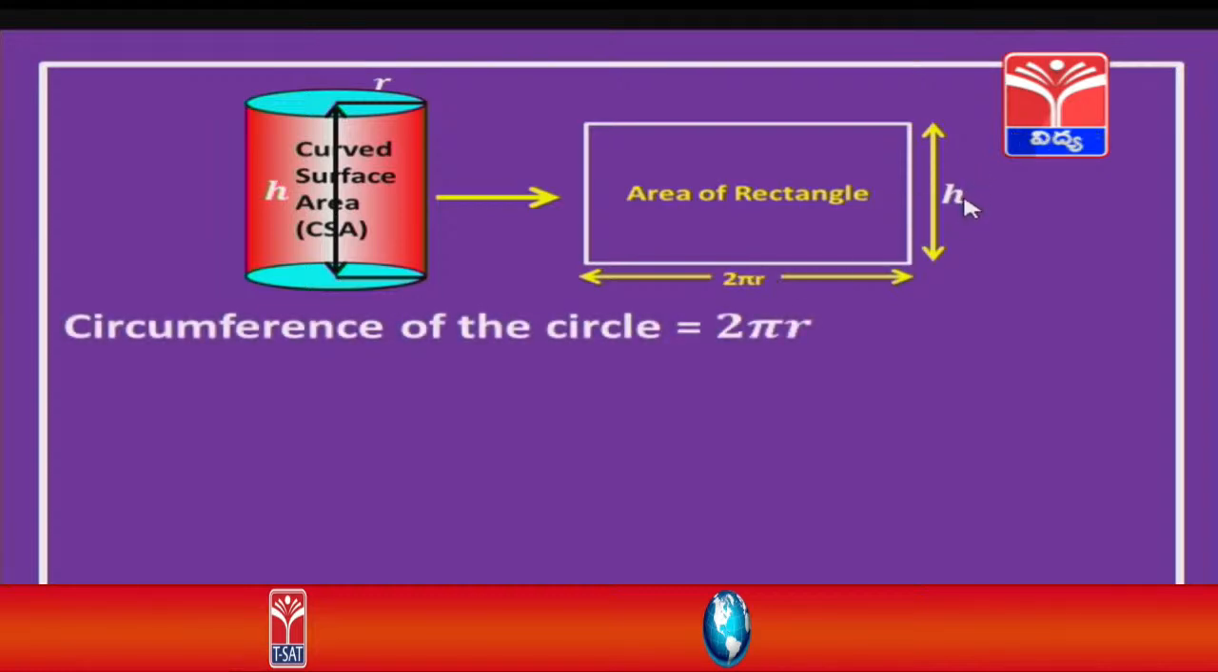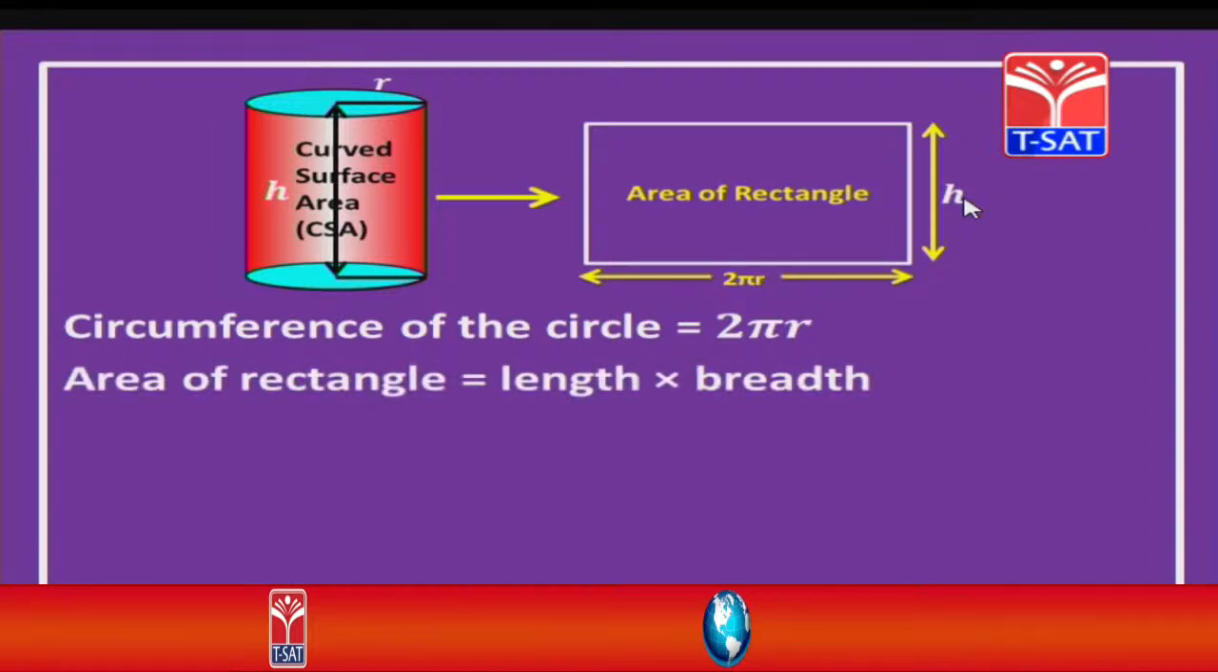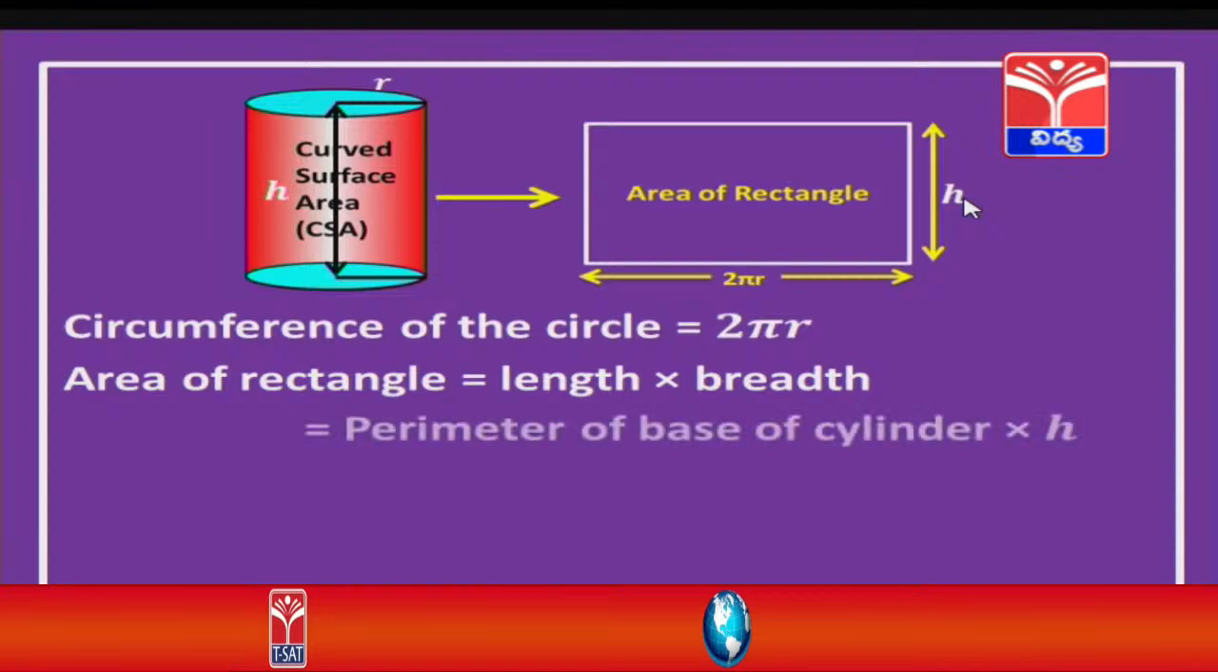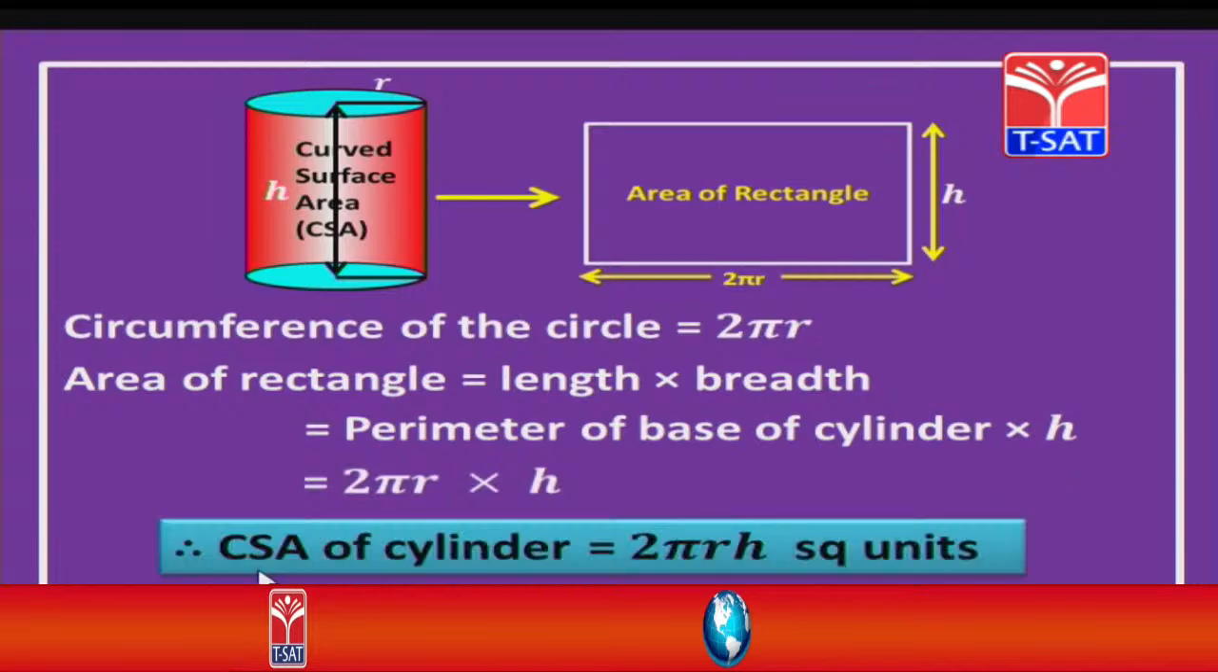So, what can we write, children? Yes, the circumference of a circle is 2 pi r and the area of a rectangle is given by length into breadth. So, the length can be written as what here? It is nothing but the perimeter of the base of the cylinder, okay, into height. Now, substituting the values, you get 2 pi r into h. The curved surface area of a cylinder is given by 2 pi r h square units.